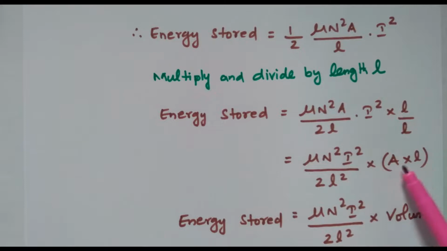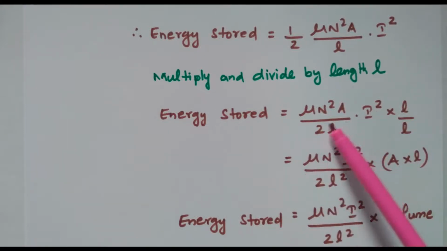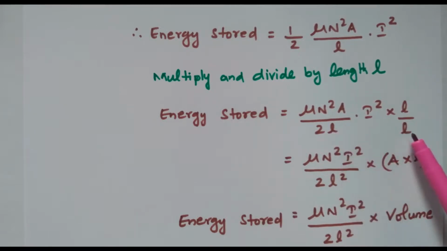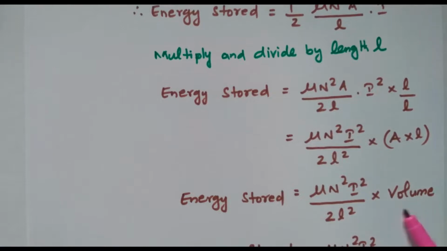Now rewrite this: mu n square divided by 2L into I square. A into L is written separately, right? A into L, area into length. Remaining terms are written here: mu n square, this I square divided by 2L. Here 2L is available, and here one more L is available, so L square. A into L is rewritten. What is area into length? Area into length is nothing but volume.